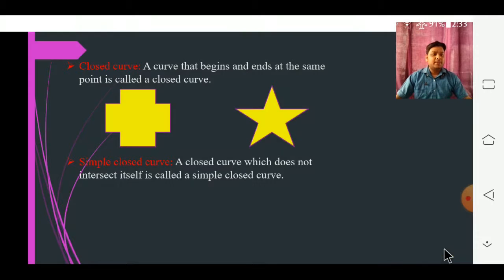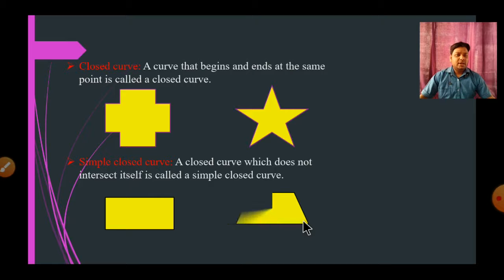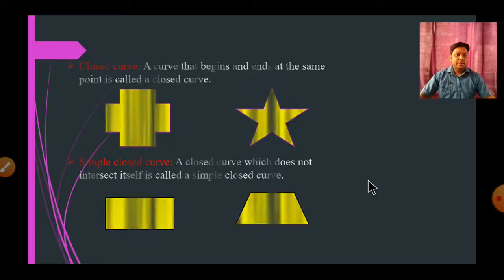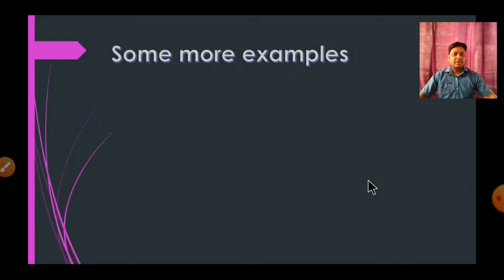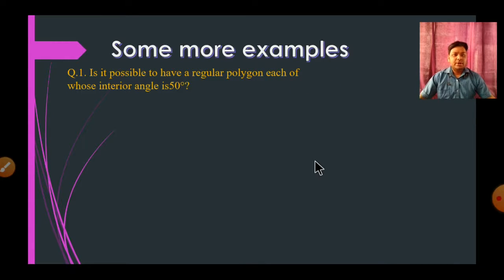Then what type of figure will be a simple closed curve? Here you can see a rectangle, whose sides are not intersecting each other, and this trapezium, whose sides are also not intersecting each other, so we can say that it is a simple closed curve, okay students. Now let's move to the next point, where we will solve some examples related to the exterior angle, interior angle, and the sides of the polygon.